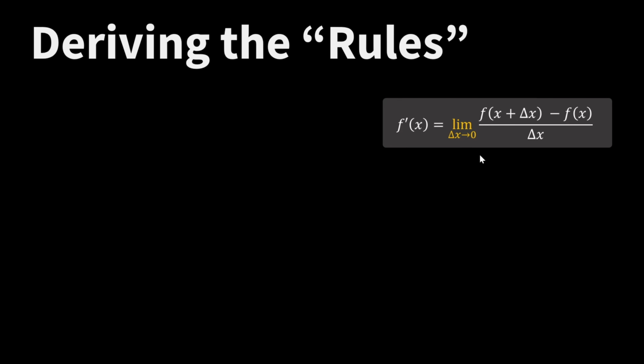It is quite tedious to use this limit to compute derivatives of functions. This is why people use so-called rules. Let me start with a very simple rule. We have the function f of x equals a, where a is a constant. To find the derivative of this function, we simply plug it into our limit.